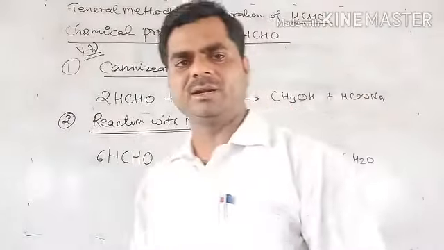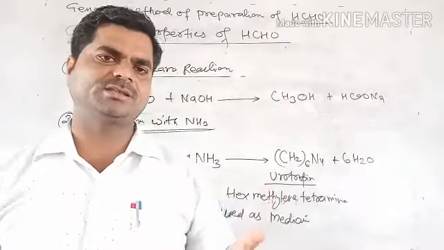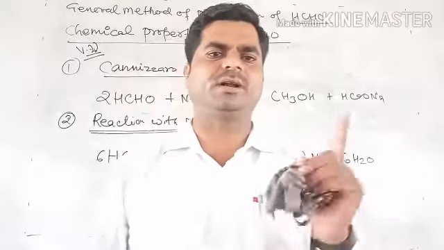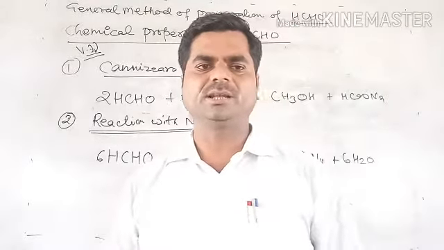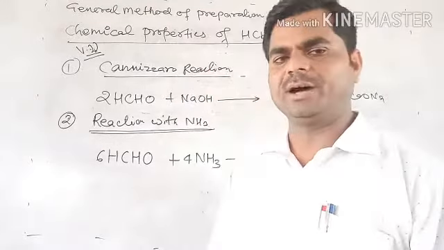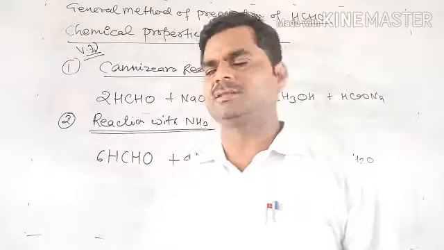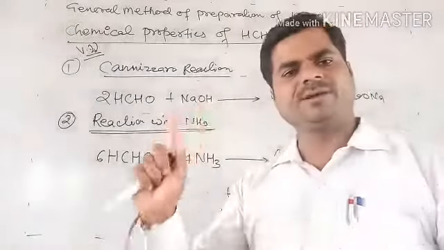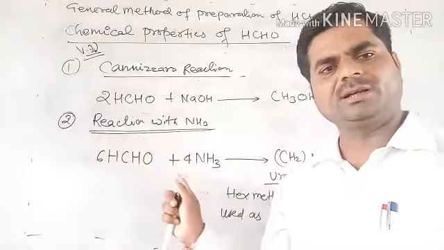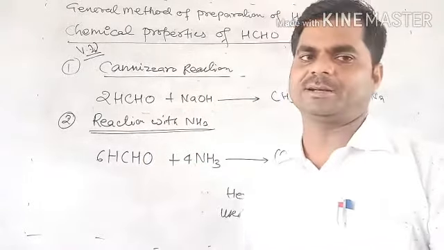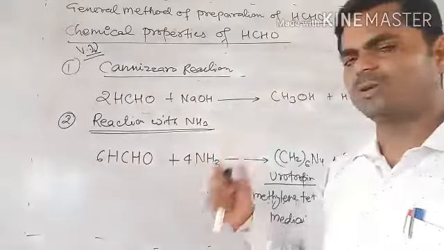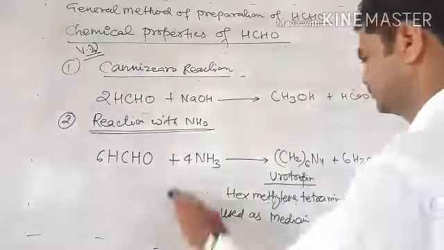And once again, what is the Cannizzaro reaction? The Cannizzaro reaction is one in which 2 molecules of formaldehyde react with sodium hydroxide to form methyl alcohol and sodium formate. And in the reaction with ammonia, when formaldehyde reacts with ammonia to form europropane, it means hexamethylene tetramine. These are the most important reactions. Okay.